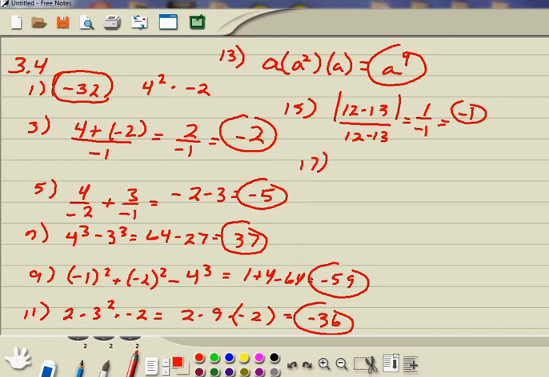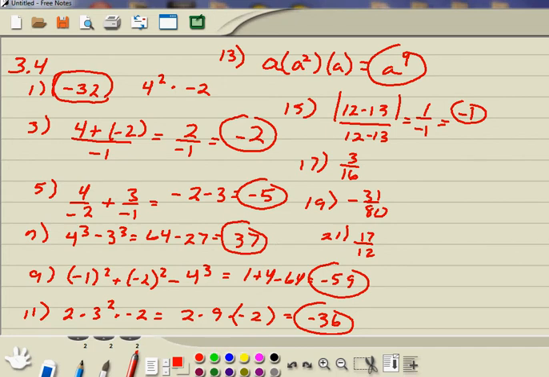17 has a lot of fractions involved in it. The answer to 17 is 3/16. The answer to 19 is a negative 31/80. And 21 is 17/12, which can be reduced down to 1 5/12. Now these are going to be a little more difficult because they're dealing with fractions. So you might want to take a look at those.